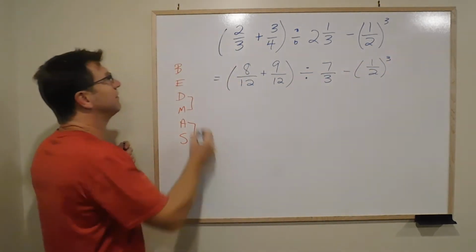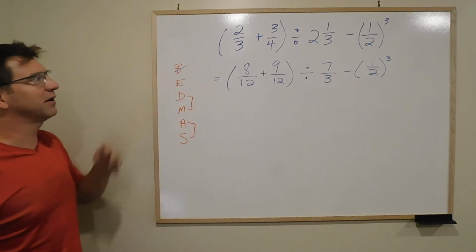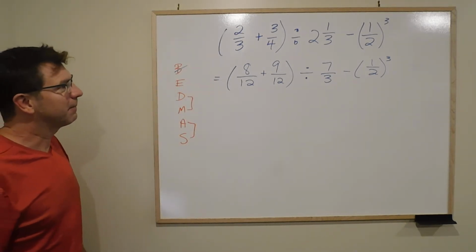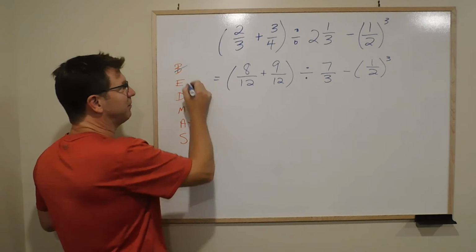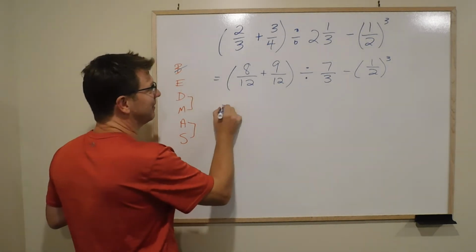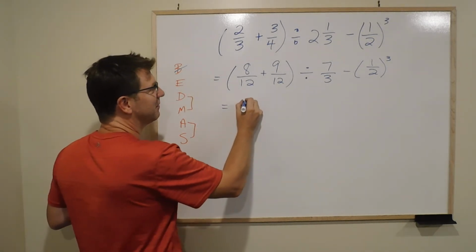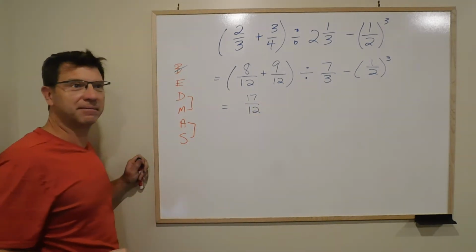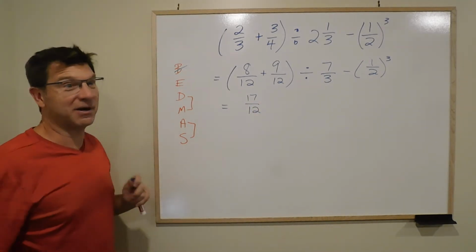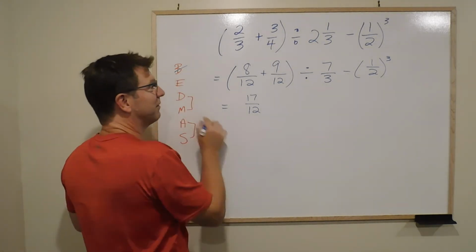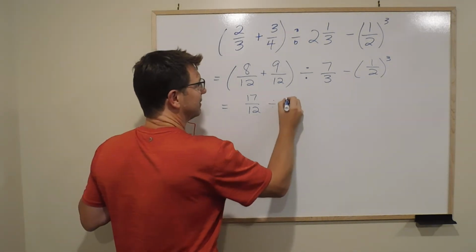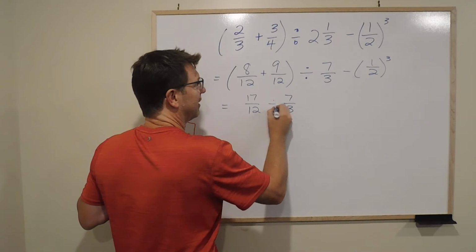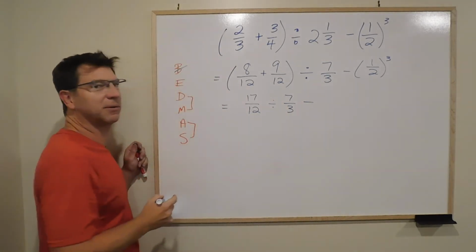Okay? We've done our brackets. We're on to our exponents. Okay? Now, we haven't really done the brackets, so have we? We do need to do one other thing. We do need to make this 17 over 12, right? 17 over 12. Now we're done our brackets. And now we're on to our exponents. Minus. Now we're dealing with our exponents.